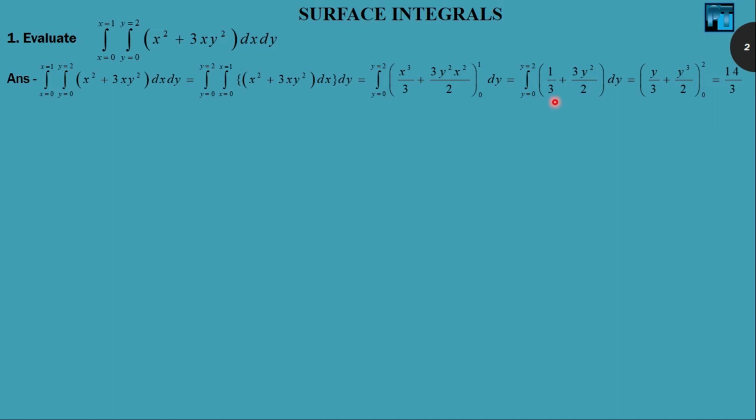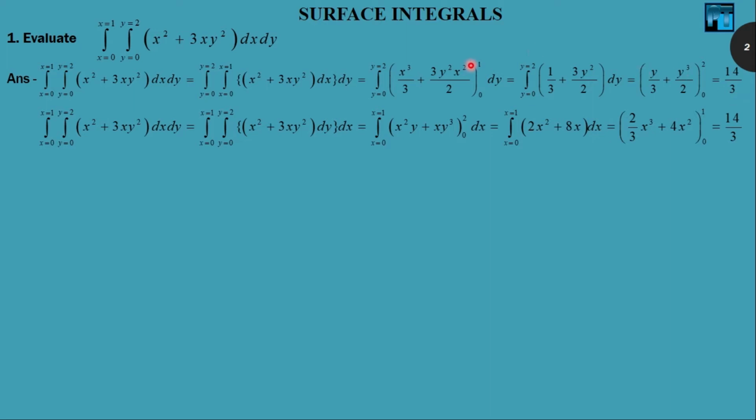Now see, there is only a constant part and a y part, so I have done it the right way. Now this becomes y by 3 and this becomes y cube by 3. So 3 cancels out and the remaining part is y cube by 2. After putting the limit we have 14 by 3. Now what happens if the y integration is carried out first and then the x, like this method 2.